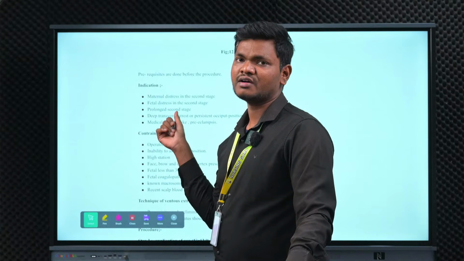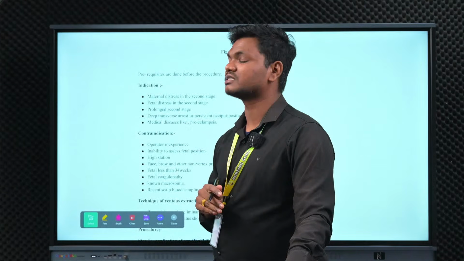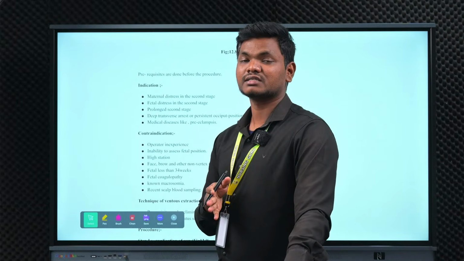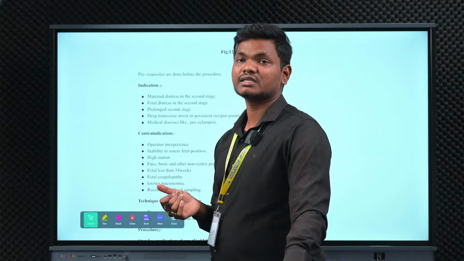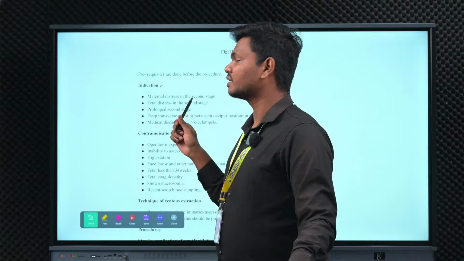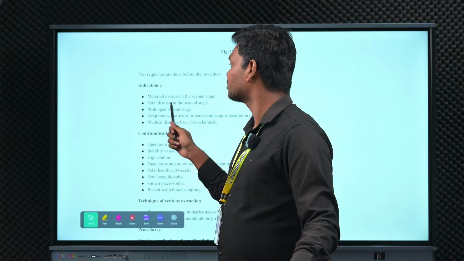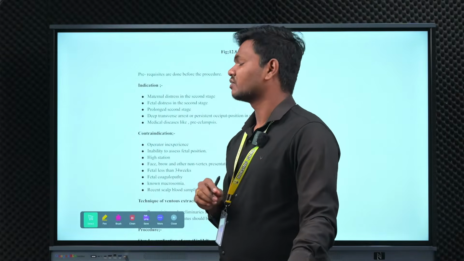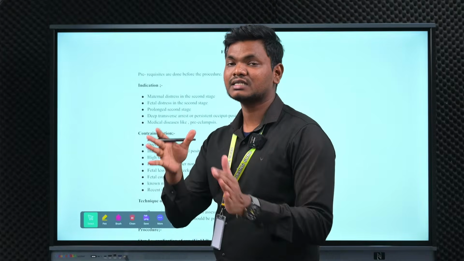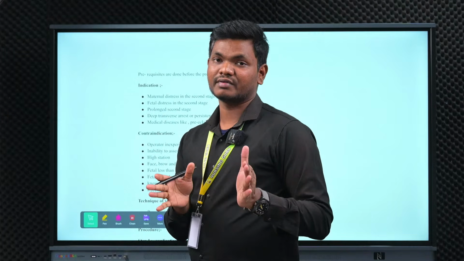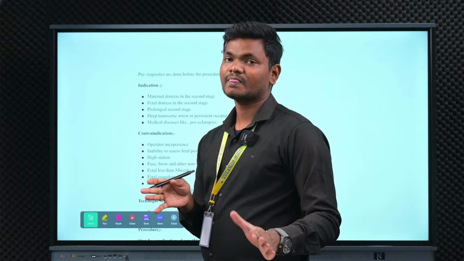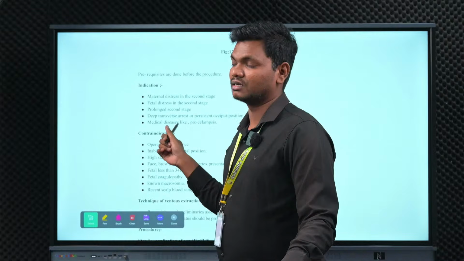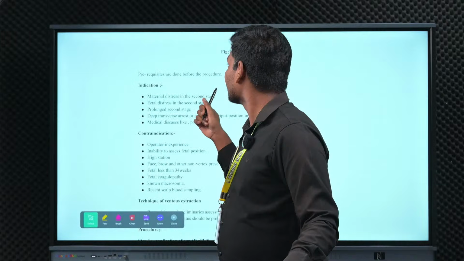Then fetal distress in the second stage. When the fetus is identified as having distress in the second stage, to deliver immediately we can apply forceps or vacuum. Then prolonged second stage, deep transverse arrest. When the baby is arrested in the pelvic cavity transversely, then we can apply the ventouse, the vacuum extraction.